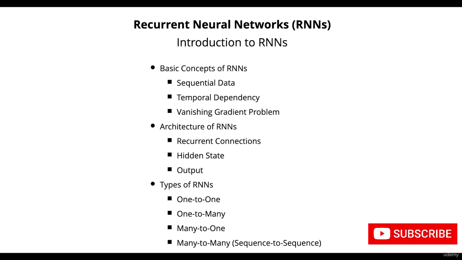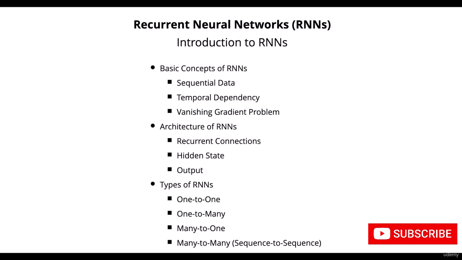The output of an RNN at each time step can be used for prediction, classification, or as an input to subsequent layers in the network. The types of RNN. There are 4 types of RNN. First is one-to-one, traditional feed-forward neural networks that process fixed size input and produce fixed size output.